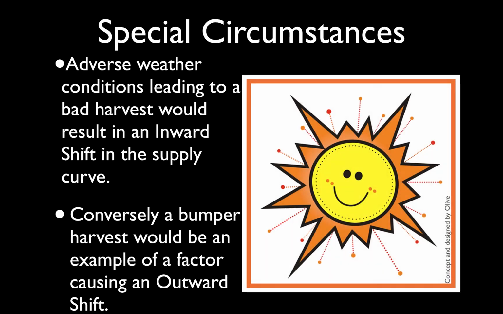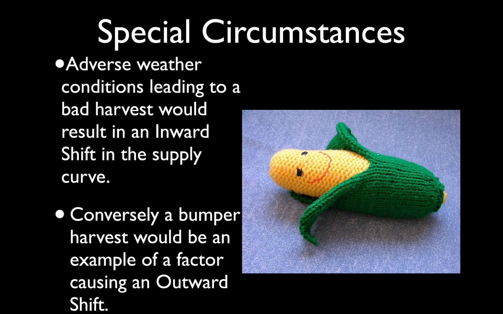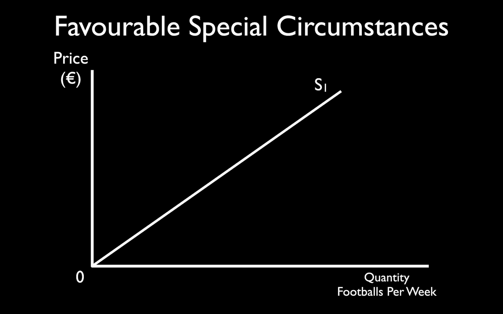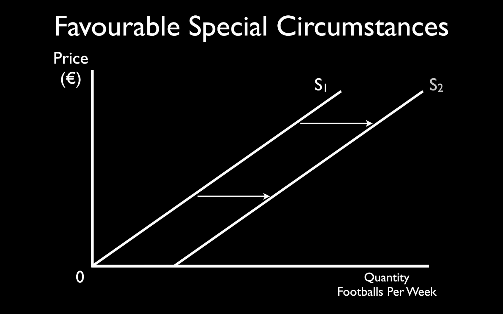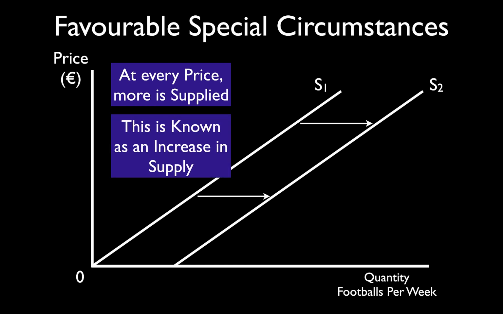Whereas on the other hand, if we have perfect conditions, or it doesn't need to be perfect, but really good, unusual, unexpected, special circumstances in terms of weather for growing. So we had lots of sun during the day and lots of rain during the night. Well, then there would be a bumper harvest, and that would cause the supply of, let's say, corn in this case, to increase. So that would cause an outward shift in the supply curve for corn. Favourable special circumstances would cause the entire supply curve to shift outwards and to the right, meaning that at every price more is supplied, and this is known as an increase in supply.